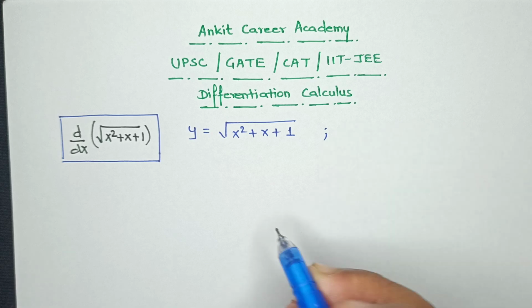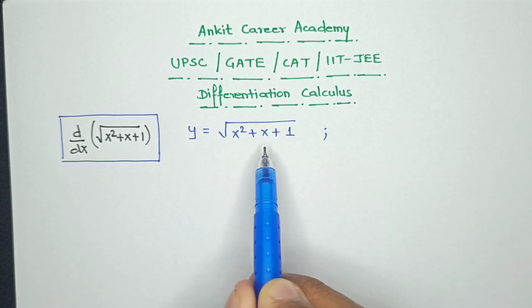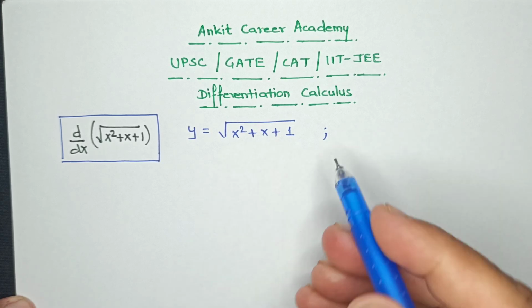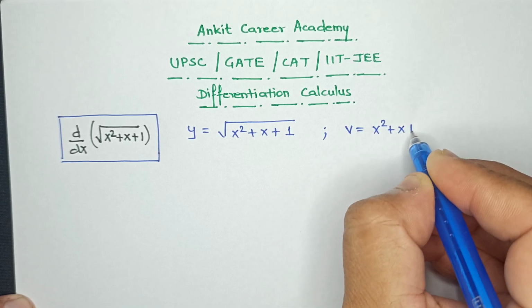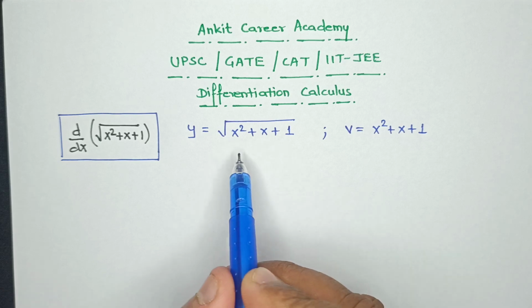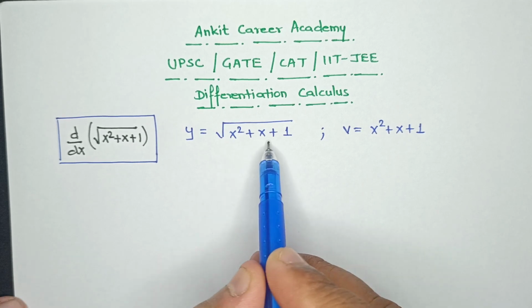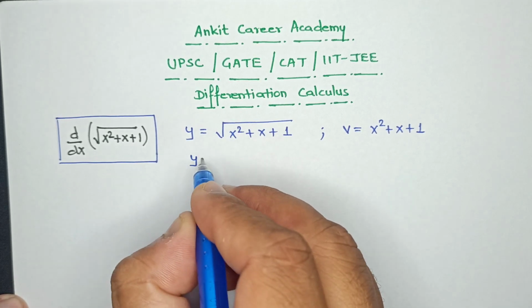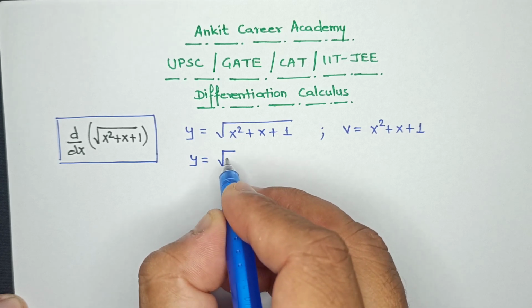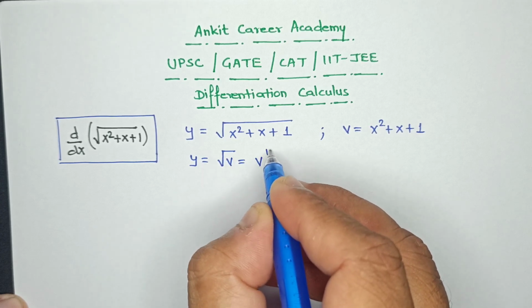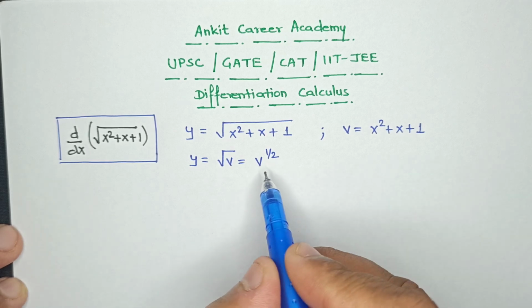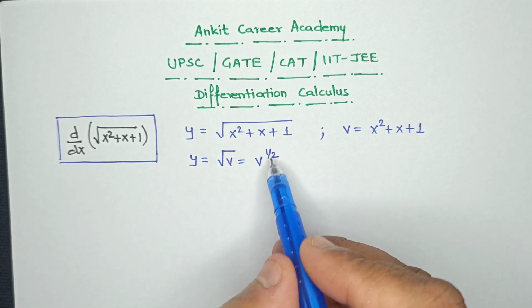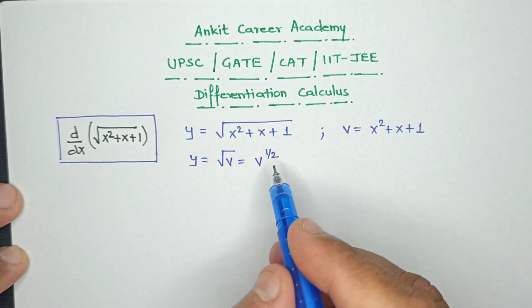In the second stage, what we do is we reassign the original function by some other variable. So let us say that the value of v is equal to x square plus x plus 1. If you notice, now this entire value here will be v, so that means the value of y comes out to be square root of v, or we can write this as v raised to the power 1 by 2. Now here what we notice is that the question is initially reduced.